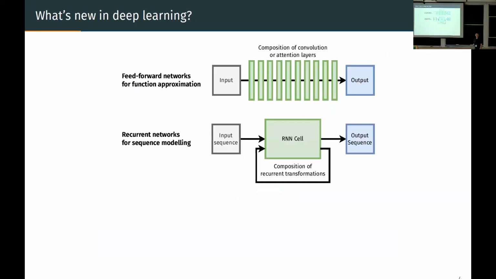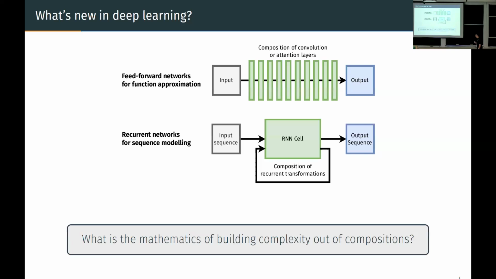Then the question is, what is new about these deep learning models compared to what we used before, let's say linear combinations of polynomials and so on, or even shallow neural networks? Well, it's in the word deep. These deep architectures are composed of many, many layers. They could be convolutional, or they could be attention layers like ChatGPT. Also, we have heard a lot of recurrent models today. You can also think of them as a composition of recurrent transformations. So this is what's new. And the question is, what is the mathematics of building complexity out of compositions? You can see that that's probably related to dynamics, right?